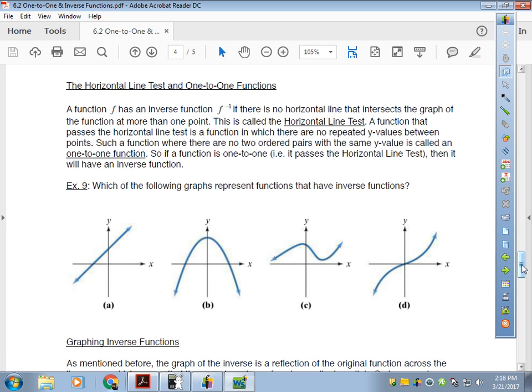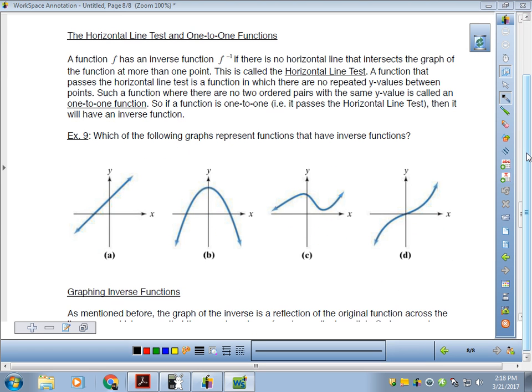So, going back to one-to-one functions, we talked about how we could use the horizontal line test to prove if a function was one-to-one. Now, here's how it relates to inverse functions. The only types of functions that have an inverse function are functions that are one-to-one. So if a function is one-to-one, it will have an inverse function. If a function is not one-to-one, then it will not have an inverse function.